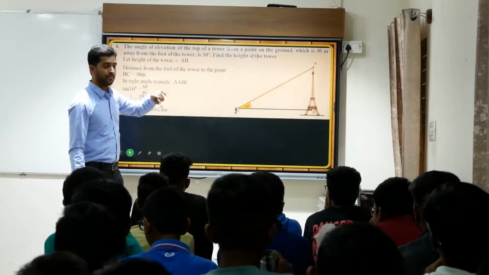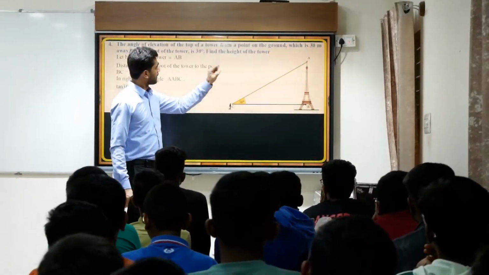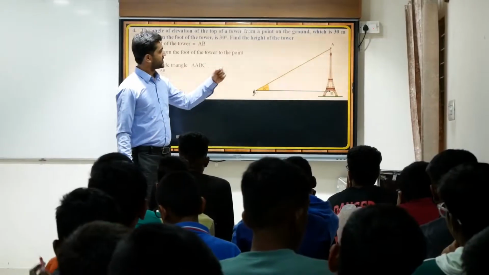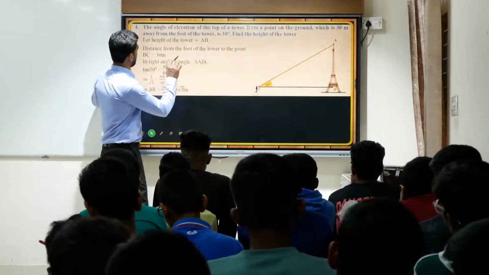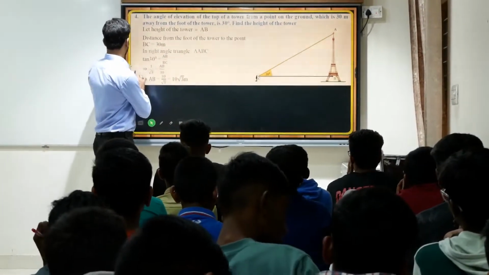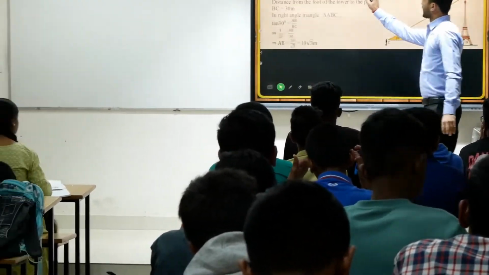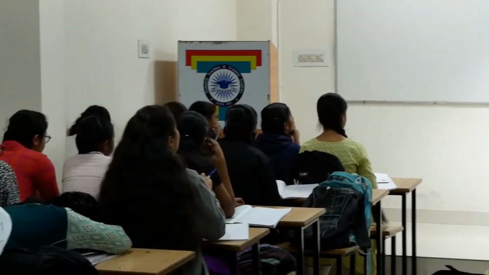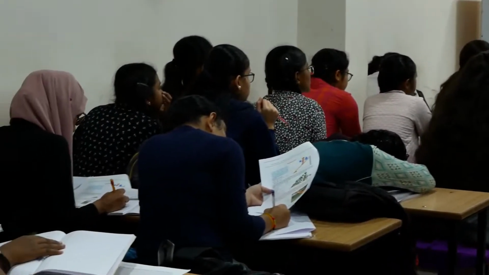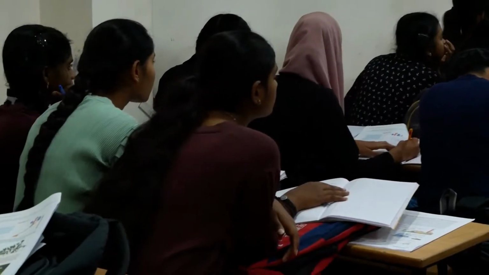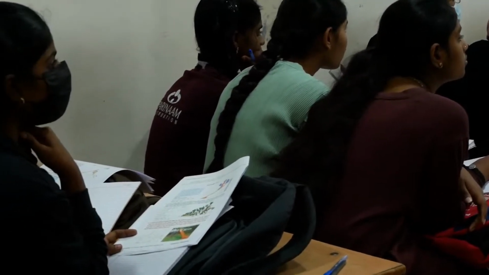The angle of elevation of the top of the tower from a point on the ground, which is 30 meters away from the foot of the tower, is 30 degrees. So just observe carefully. The angle of elevation of the top of the tower from a point on the ground. Suppose you consider this a point on the ground, which is 30 meters away from the foot of the tower.